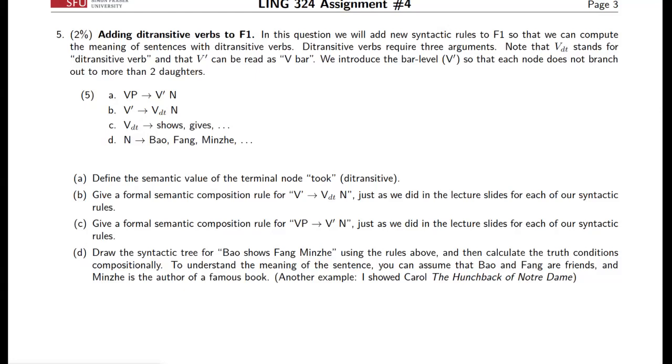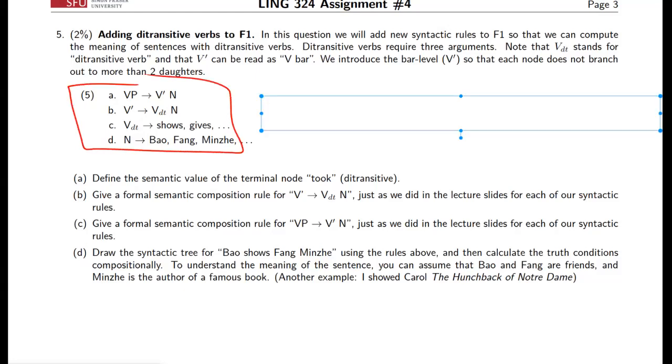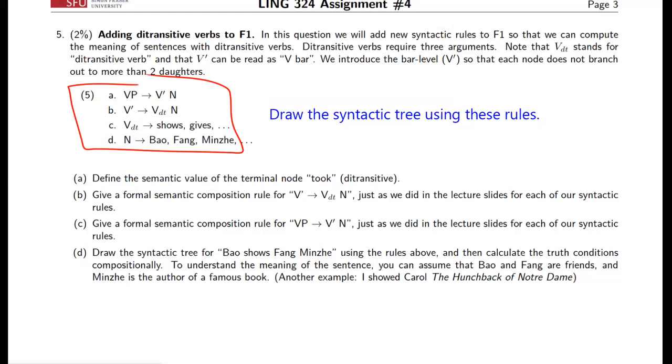I think it's mainly reading the instructions, but I'll just emphasize this. Draw the syntactic tree using the rules. So draw the syntactic tree using these rules, and then answer the questions using the syntactic tree. It's very important that you look at the syntactic tree using these rules, otherwise the question might get complicated.